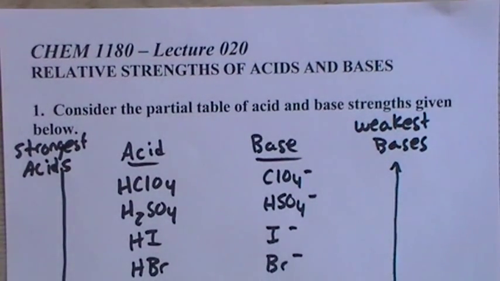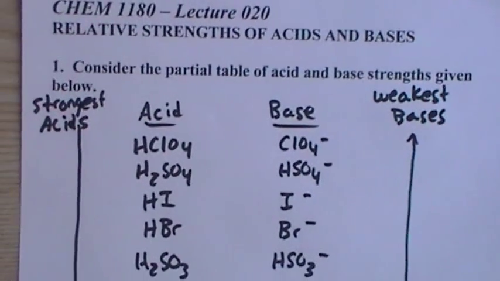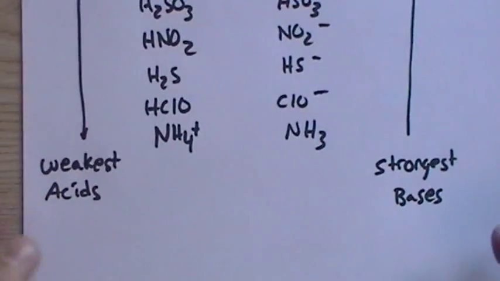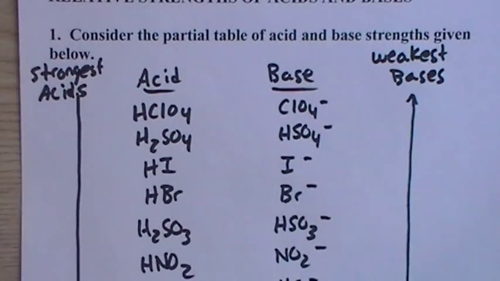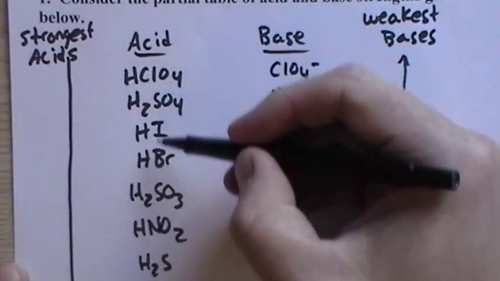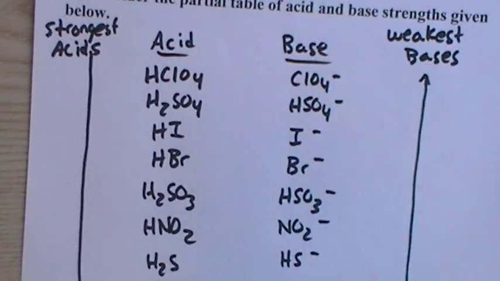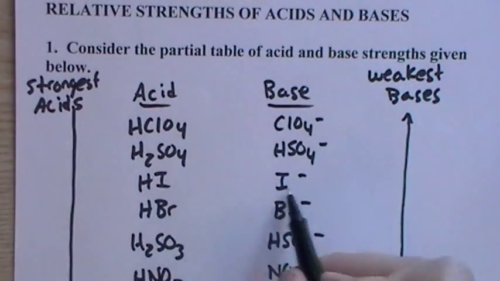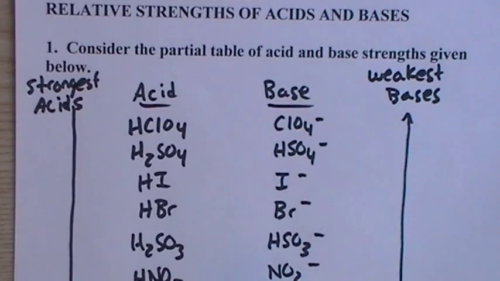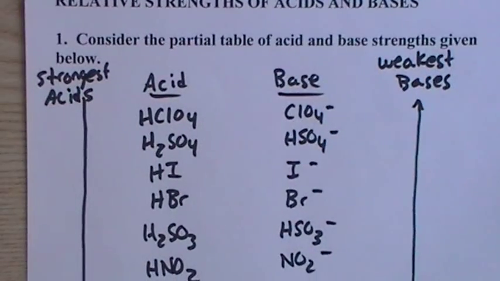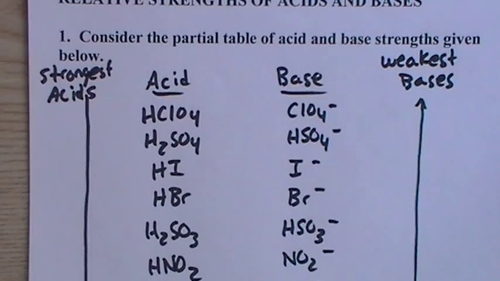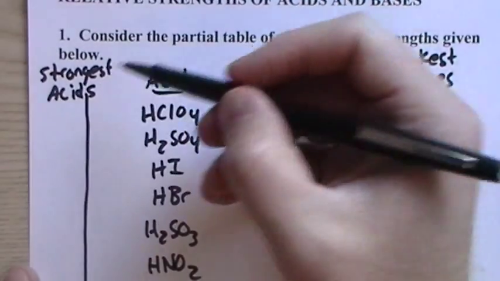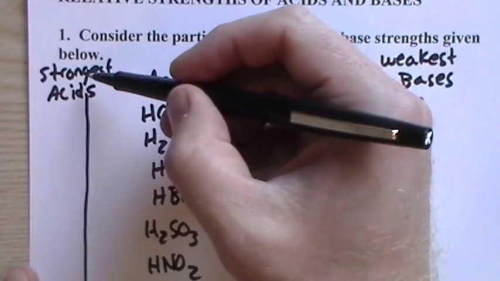Okay, relative strengths of acids and bases. I've just written out part of the table from your book to show that we have a list of acids in decreasing acid strength going down the column here. On the other side we have the bases, which are the conjugate bases of each of these species. You can see for each, as we move from left to right, we're removing an H plus to create the bases.